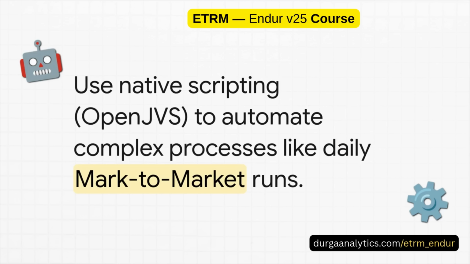You can use its native scripting language, OpenJVS, to automate incredibly complex business processes. Like, say, kicking off a valuation for every single active deal at the end of the day to generate the official P&L. You can build that automation yourself.